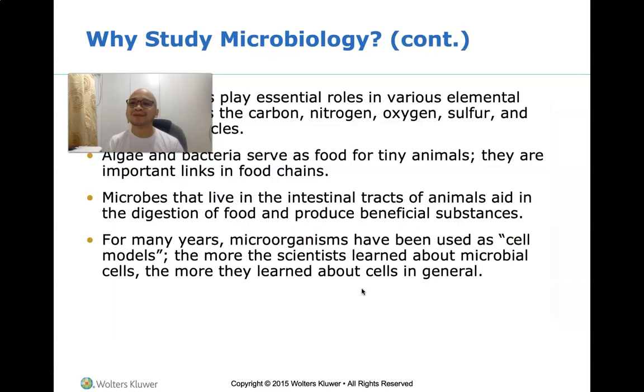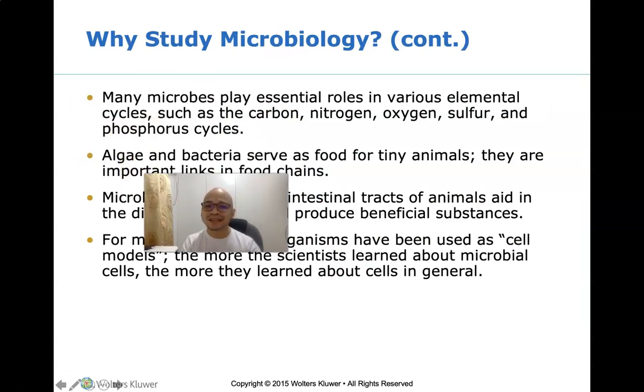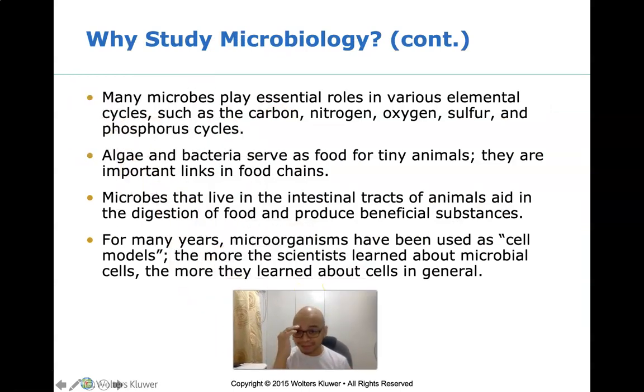Okay? So another reason why we need to study microorganisms is, as I've shown you a while ago, many microbes play essential roles in various chemical cycles such as the carbon cycle, nitrogen cycle, oxygen, sulfur, and even phosphorus cycles. There are some microorganisms such as algae and bacteria that serve as producers in the food chain, so they are usually the first ones to be eaten. Of course, since they're small, they will be eaten by tiny animals. So they are important links in food chains.